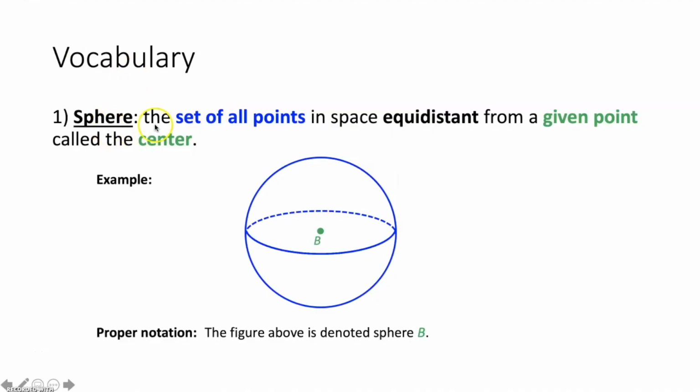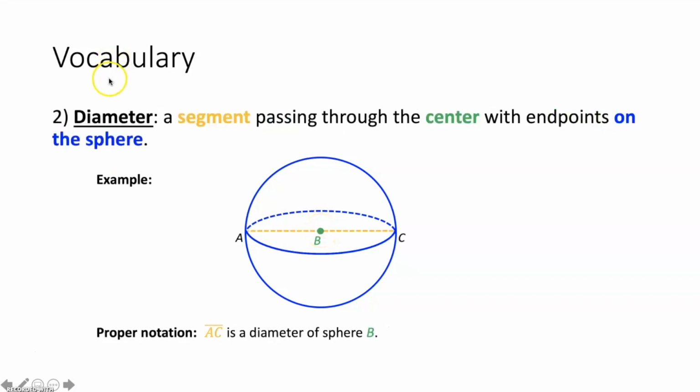We're talking about is a sphere. That would be the set of all points in space equidistant from a given point called the center. So down here we have this sphere. We call it sphere B because B is our center point. And all the points that lie on the surface of this sphere are the exact same distance away from this center point, point B.